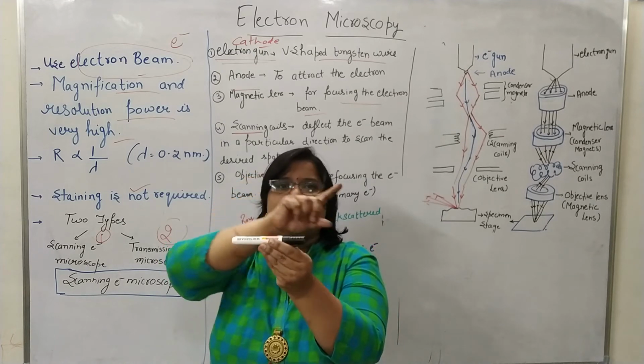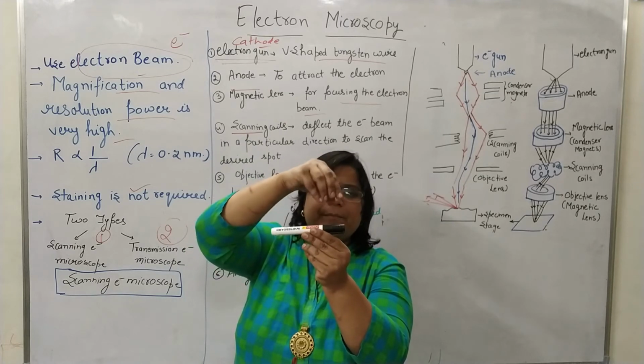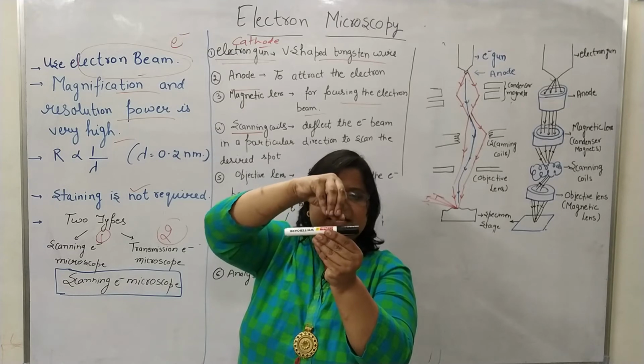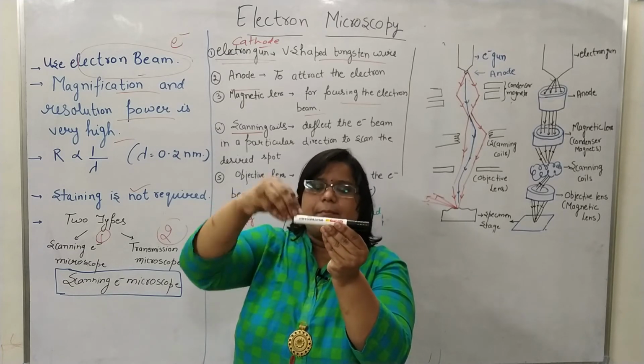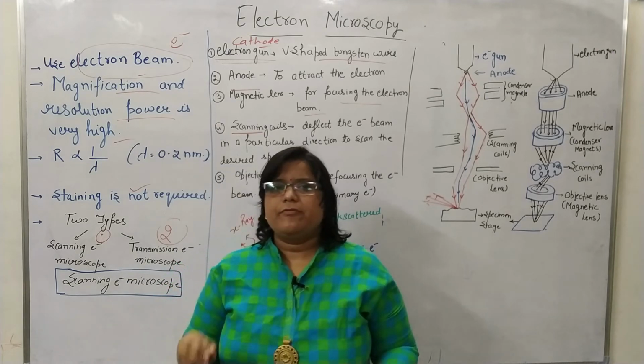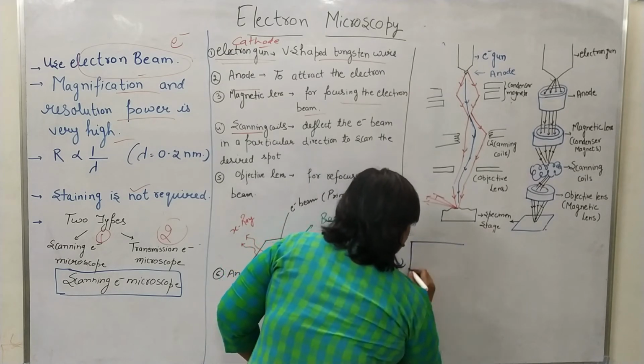So what will the scanning coil do? The scanning coil continuously deflects the beam. It means it first deflects the beam to this side, then this side, and so on. We can observe this in a particular 3D diagram. Getting my point?